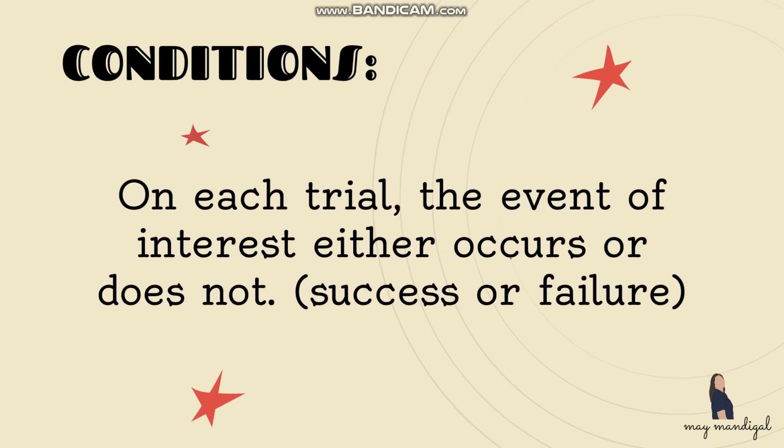On each trial, the event of interest either occurs or does not. We also refer to it as success or failure. For example, in tossing a coin, let's say the event of interest is the number of times that you will get a head. When you get a head, that is considered a success, and if you get a tail, that is considered a failure of the experiment. So on each trial, either the event of interest occurs or it does not. It's either you get a head or you get a tail.